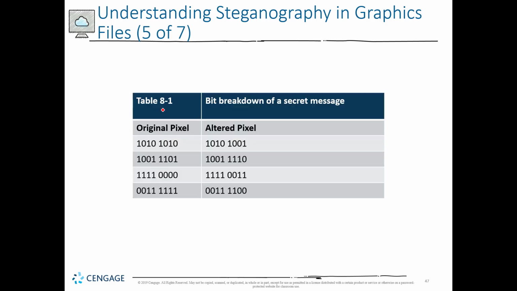So here we might have an original pixel. Here we have 10, 10, 10, 10, and instead of the alternating one, we may flip the first and second bit. In this example, we are flipping again the first and second bits. In the third example, again, we've flipped the first and second bit, and so forth. Basically, this is a bit breakdown for a secret message.